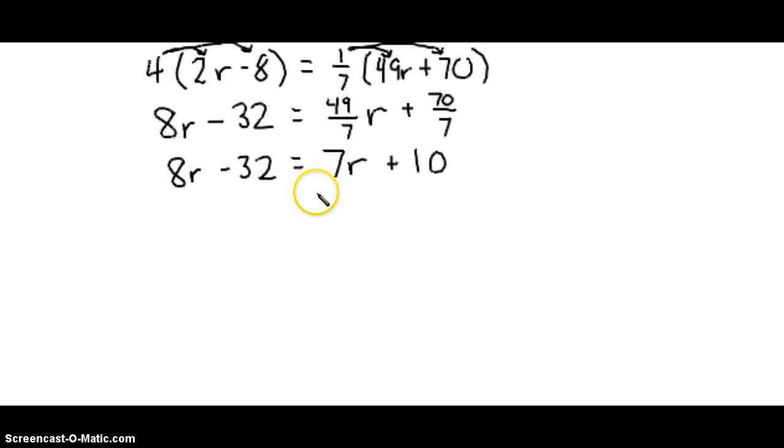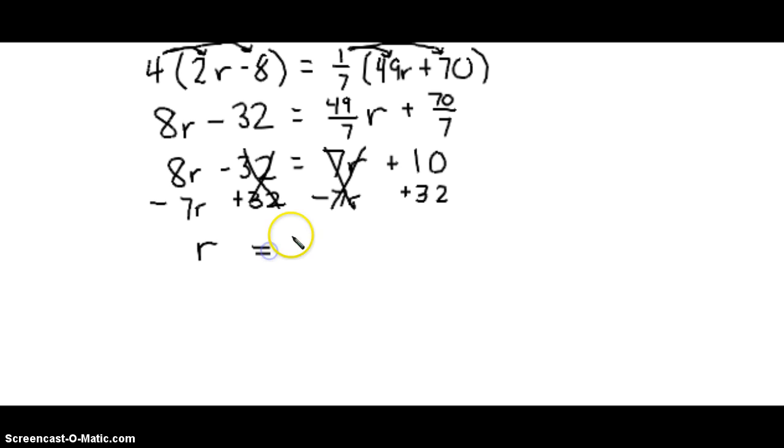So let's get those like terms on the same side. We'll subtract 7r from both sides. We're going to get positive r, and then we'll add 32 to each side. And we're going to get r is equal to 10 plus 32, which is 42. So my final answer for r is equal to 42.